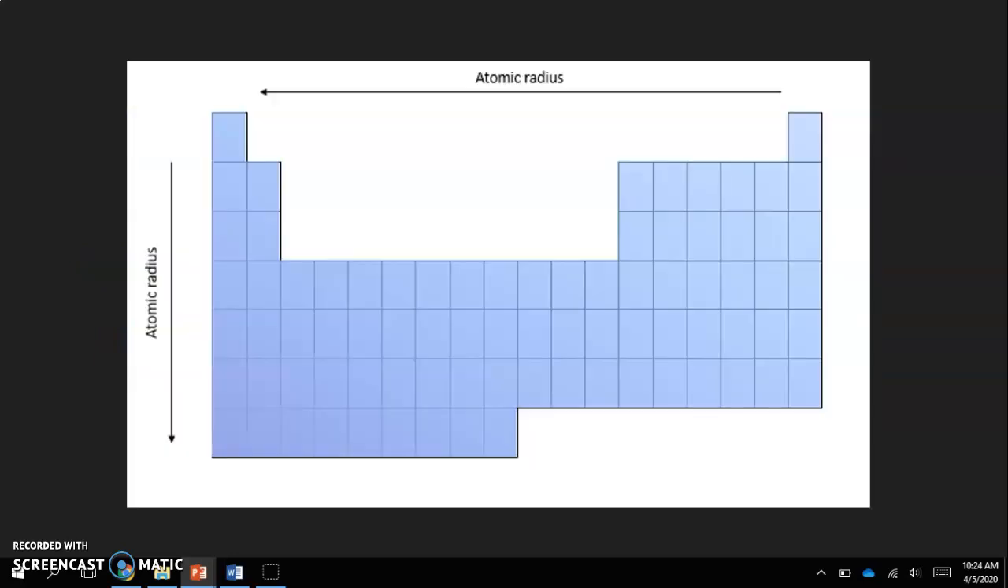Now, just a reminder of our trends of our radii. So your atomic radius increases as we move from the right to the left, okay? And it also increases as we move down. So if we're looking at this, as we move across our periodic table, these elements on the left-hand side are going to have a larger atomic radius. And then as we move down, they're going to be even larger, okay? So we're going to expect to find the largest atomic radii in the bottom left-hand corner of our periodic table.